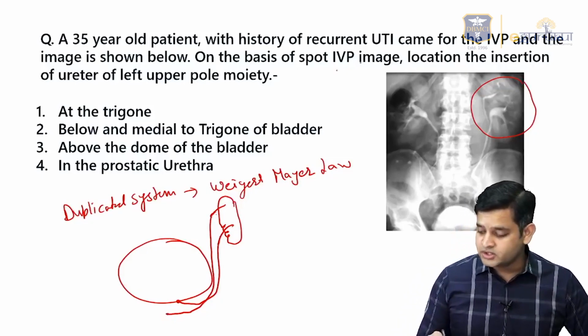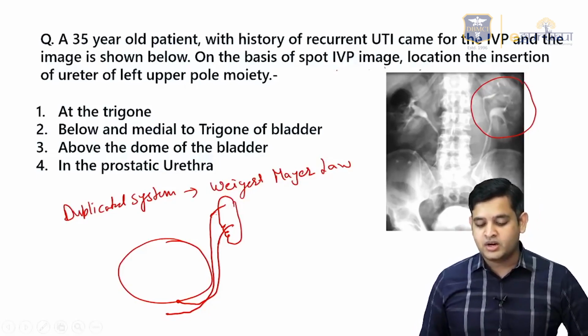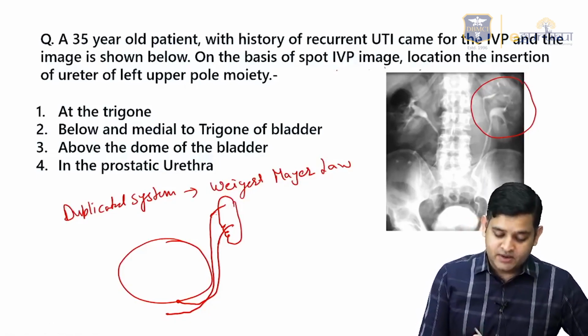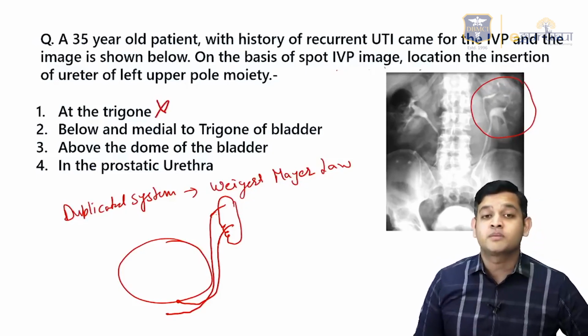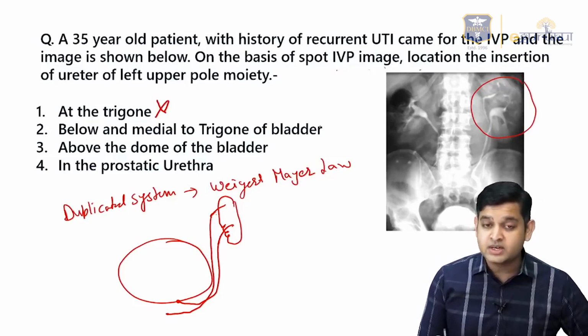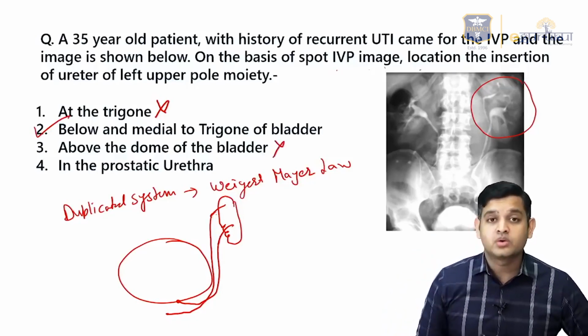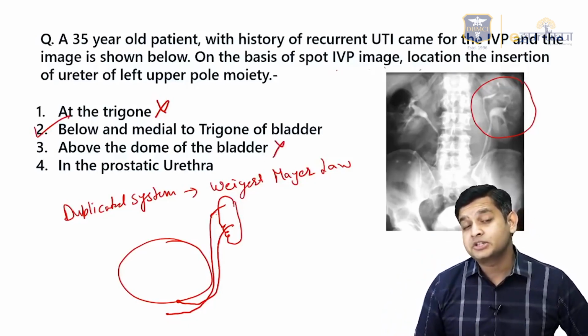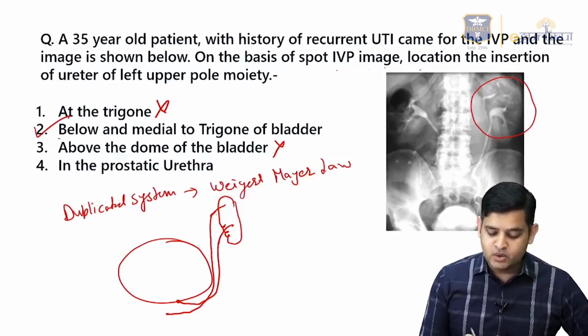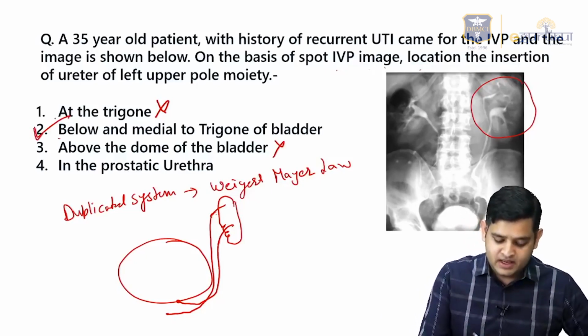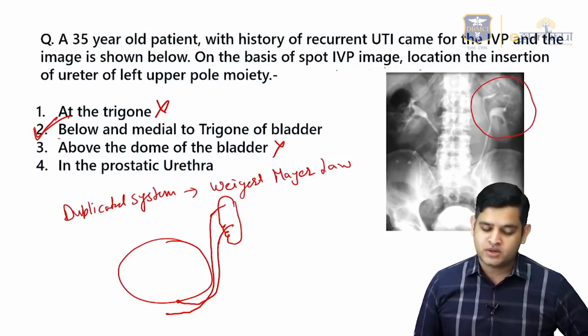So it says, on the basis of the spot IVP image, location of the insertion of the ureter of the left upper pole moiety. It will be at the trigone? No, that will be the lower pole moiety. Below and medial to the trigone of the bladder? Yes. Above the dome of the bladder? No. In the prostatic urethra? Yes, it could be in the prostatic urethra, but below and medial to the trigone of the bladder is the single best answer for this particular question.